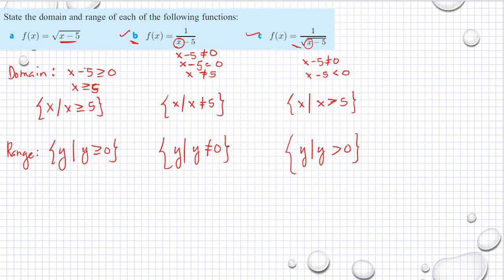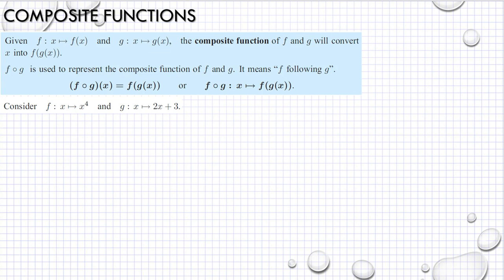Domain and range is one of the most difficult concepts that my students understand because it's very abstract, and I hope you understand. And I hope you learned something, and in my next video I will be discussing composite functions, even more abstract, and I hope you can watch my next video also.